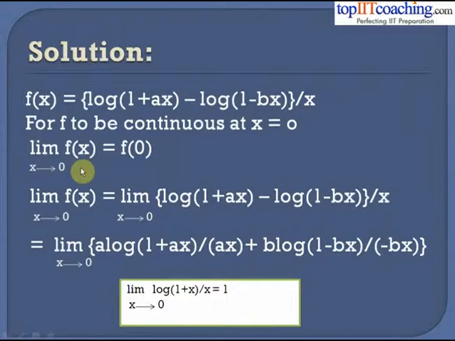Now this is from the basic definition of a continuous function. First of all let's try to find the limit of f(x) when x tends to 0, where f(x) is (log of (1 plus ax) minus log of (1 minus bx)) whole divided by x. Now we multiply this with a and divide by a, and similarly we divide and multiply this part with b, so that f(x) becomes a times log of (1 plus ax) divided by ax plus b times log of (1 minus bx) divided by minus bx. Now we have transformed f(x) to this form. We also know that log of (1 plus x) divided by x when x tends to 0 is equal to 1. Therefore log of (1 plus ax) divided by ax would also be equal to 1 when x tends to 0.